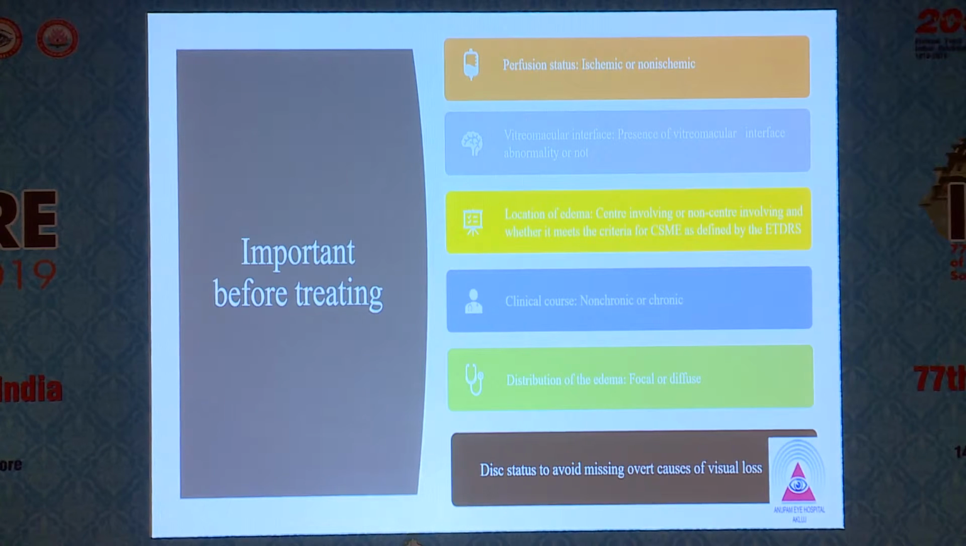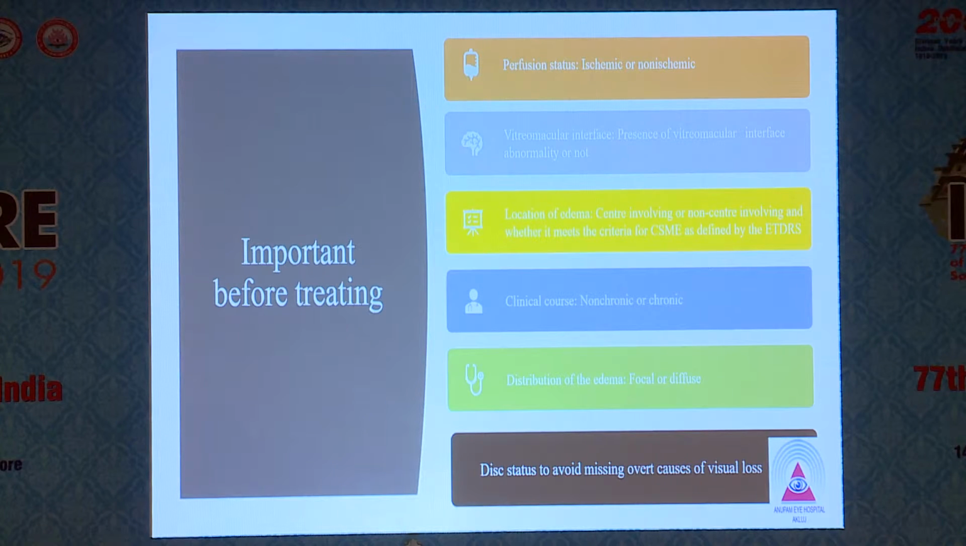The other important thing before treating is perfusion status, whether it's ischemic or non-ischemic, whether at the vitreomacular interface there is any VMT present or absent, what the clinical course is, whether it's chronic or non-chronic, and whether the distribution of edema is focal or diffuse. The other important thing is to check the disc status to avoid missing overt causes of visual loss.